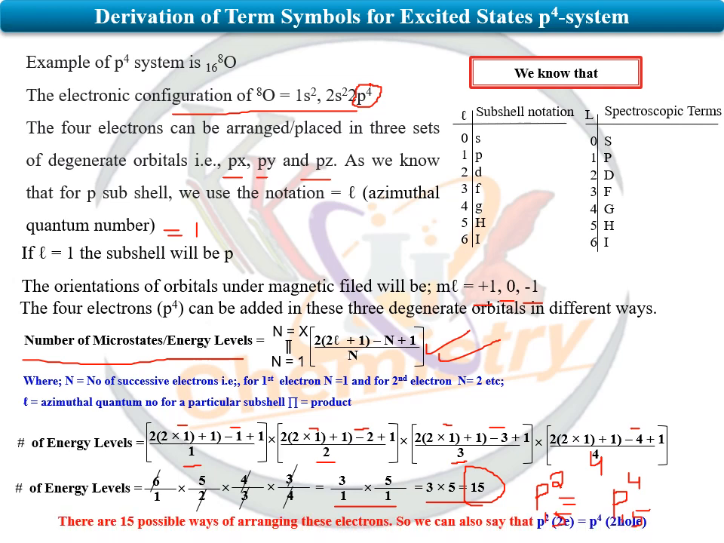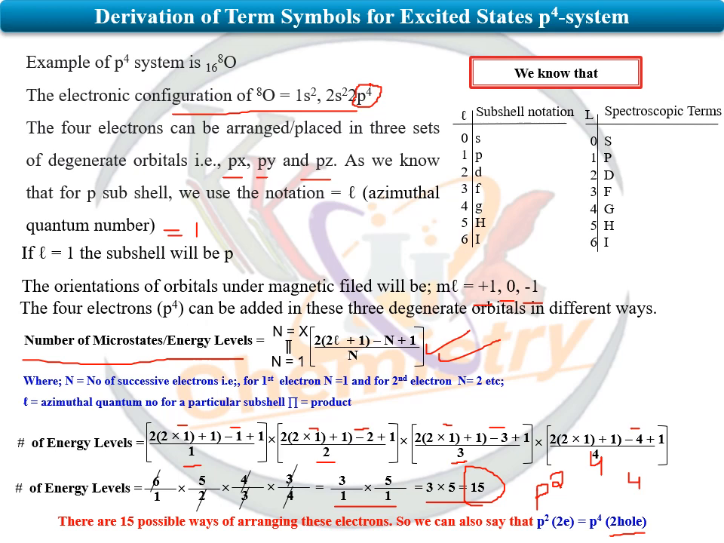Again here, we can say that the p2 system is having 2 electrons and the p4 system is having 2 holes, meaning less than 2 electrons. So it is a 2-electron system, and it is a 2-hole system. So the p2 system in terms of 2 electrons is equal to p4 in terms of two holes.